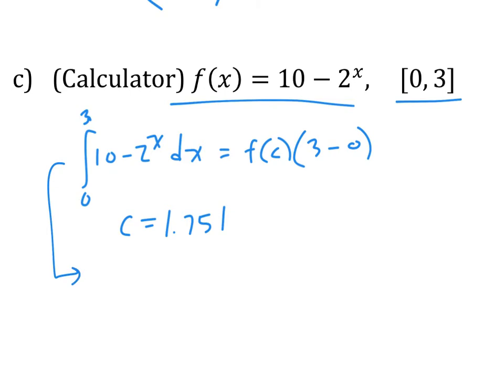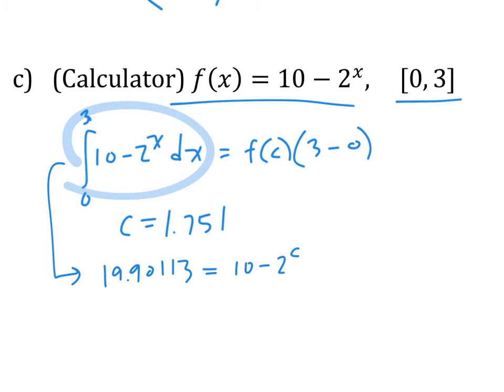Okay, so let's look at this question. This part is the part where you're going to use the calculator. It tells you it's 19.90113. I try to round as much as I can because I'm not at the final answer yet. That's equal to 10 minus 2 to the c, so that's the function with c times 3. I'm going to divide by 3 first. I get 6.6337 equals 10 minus 2 to the c.